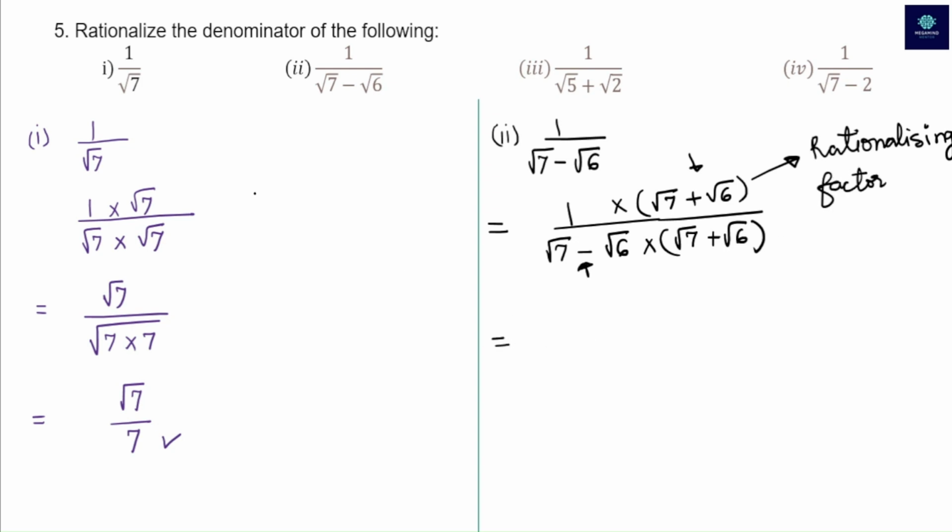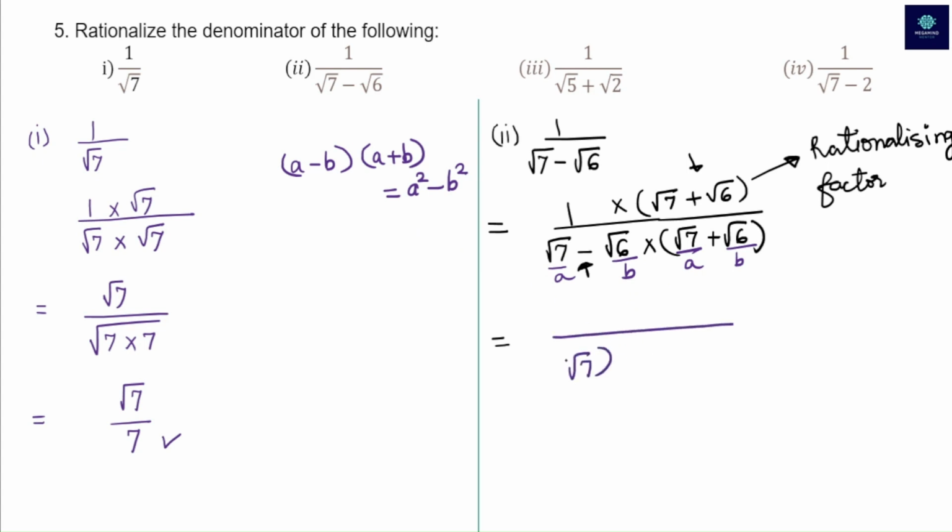Now let us solve it. If you closely observe, let us say this term is A, this term is B, this is again A because they are same, and this is B. So it looks like one of the identities: A minus B multiplied with A plus B is equal to A square minus B square. So we are going to use the same identity in the denominator part.